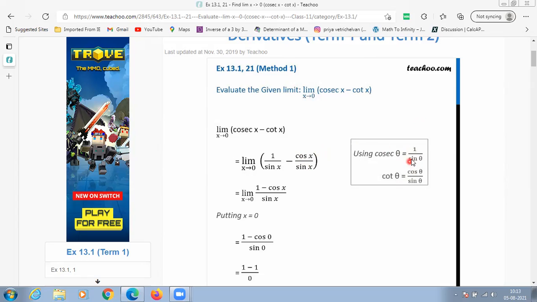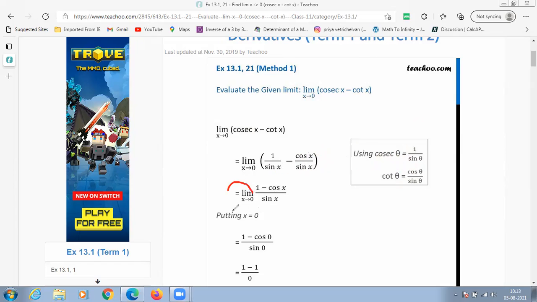Are you able to follow this? Yes, ma'am. So now, here also you do have sin x, here also you do have sin x. So you just keep one sin x as common. Just join the numerator, club it. So it will become 1 minus cos x upon sin x.